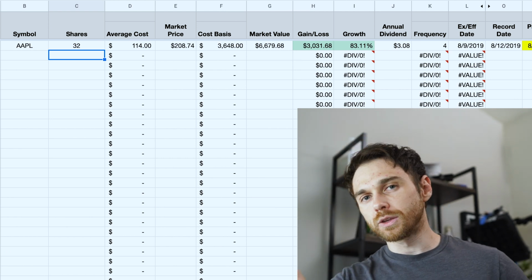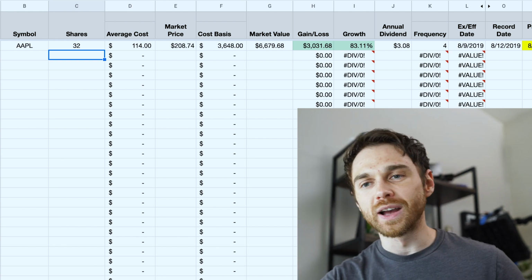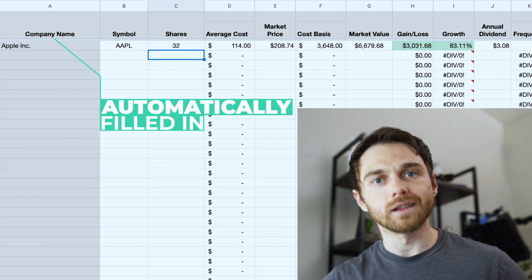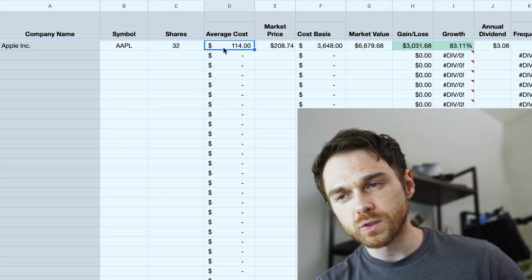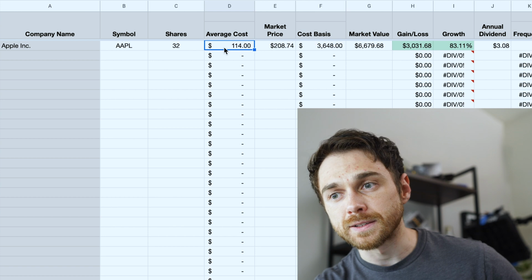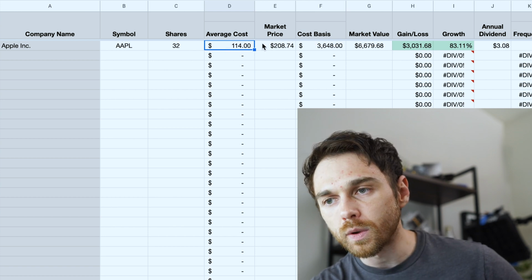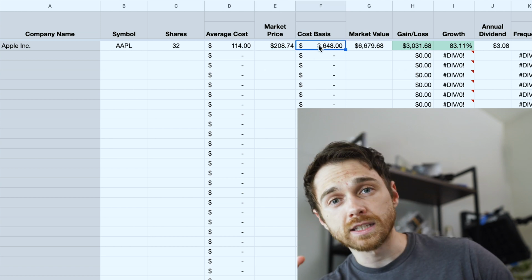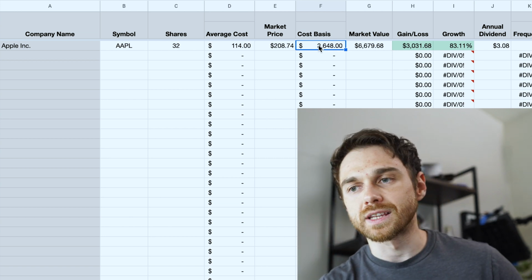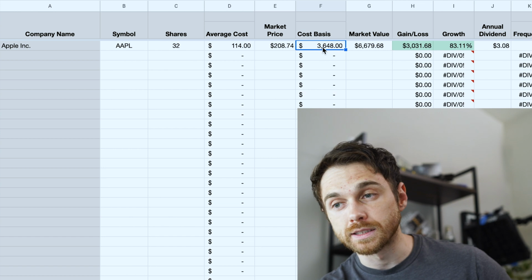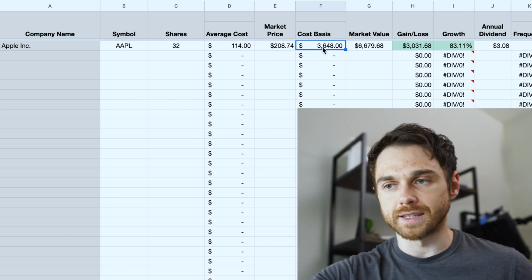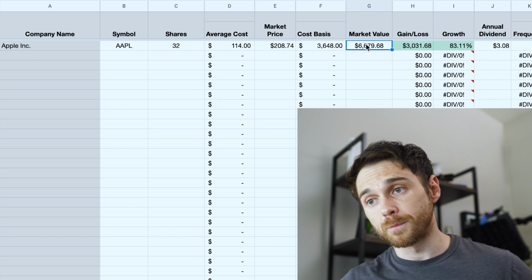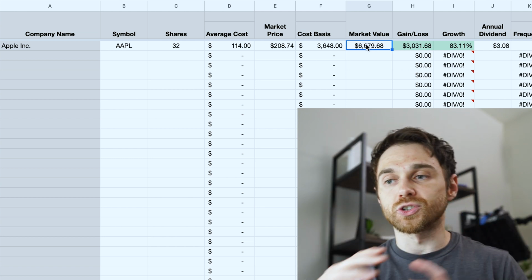Now let me take you through and explain exactly what just happened. If we look at the company name in the column A, that gets automatically filled in. So it knows that AAPL is Apple. Okay, super easy. And once we enter the shares, it also populates everything else like the market price. Okay, great. Right now we know that the market price of Apple is actually $208. Cool. And that means the cost basis, which is if you add up all the shares at the price you bought it at, cost me $3,648. Whatever it costs you, that's what it says right here. And the market value, which is in column G, is basically what your money is worth now. So F is what you put in, and G is now what it's worth.